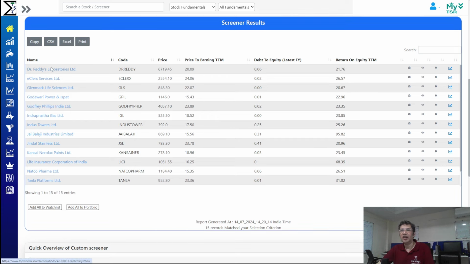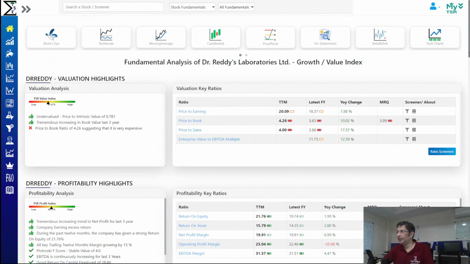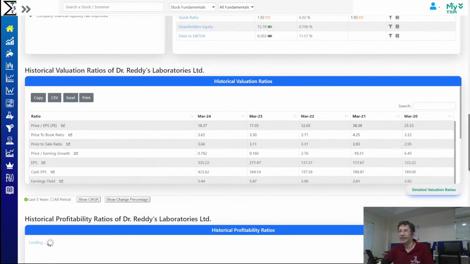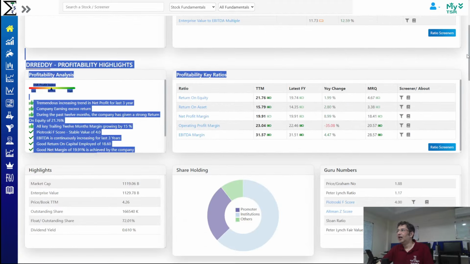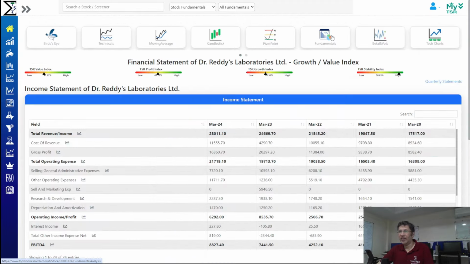For example, if you look at Dr. Reddy's fundamentals, all the important fundamentals are available here, right? Similarly, if you are looking at financial statements, all the financial statements are also available out here, right?